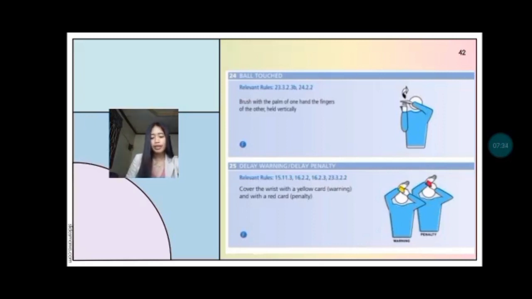Next one is delay warning or delay penalty. It means that a delay in service, or the first delay by a team in a game, is sanctioned with a delay warning. Cover the wrist with a yellow card for a warning sign, and with a red card for the penalty.